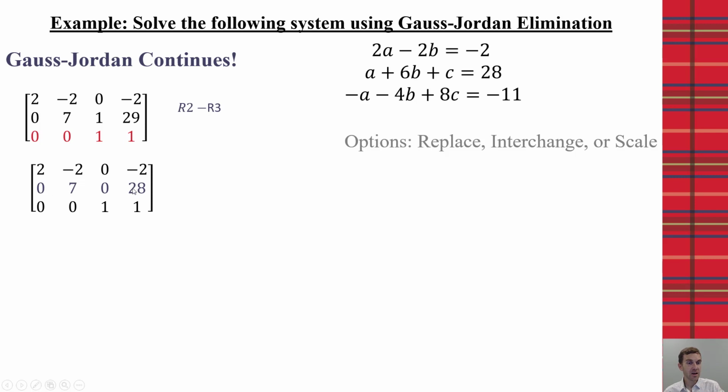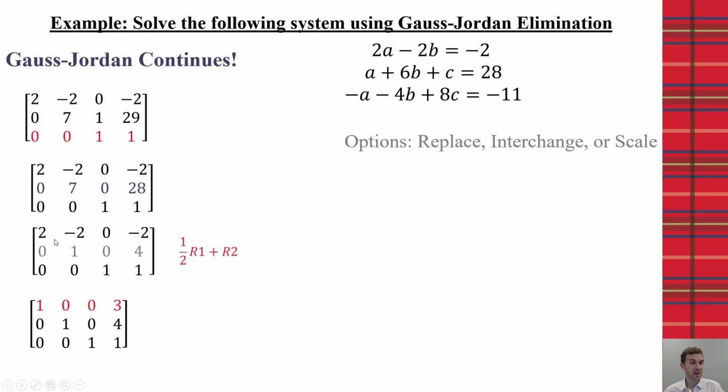Now I can scale my middle row, my second row, by 1/7. That's nice because 28 divided by 7 is 4. So I have two of my variables determined already. Now I just need to simplify my top row. If I take half of row 1 and add row 2, half of 2 is 1, and 1 plus 0 is 1. Half of negative 2 is negative 1, plus 1 is 0. 0 and 0 stay 0. And then negative 1 plus 4 gives me positive 3.